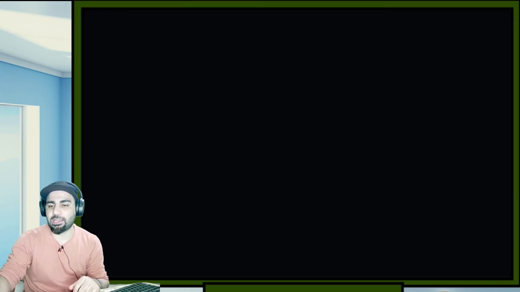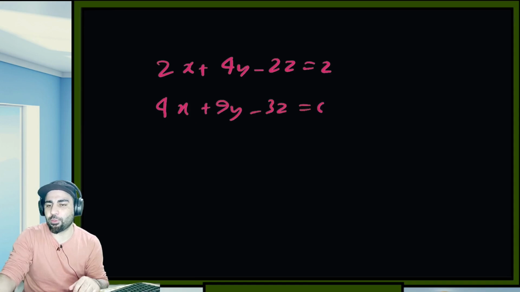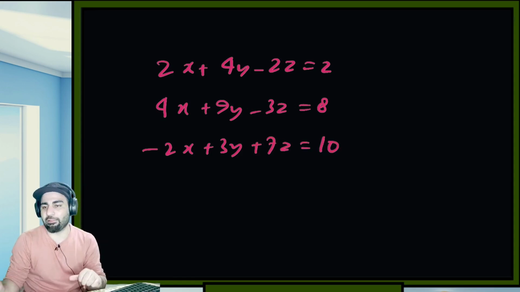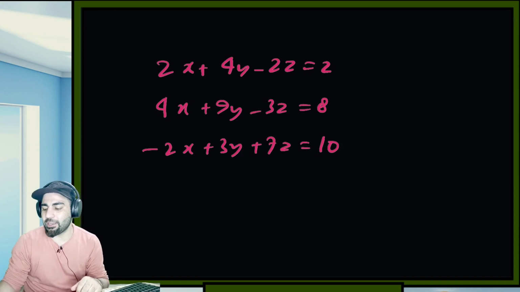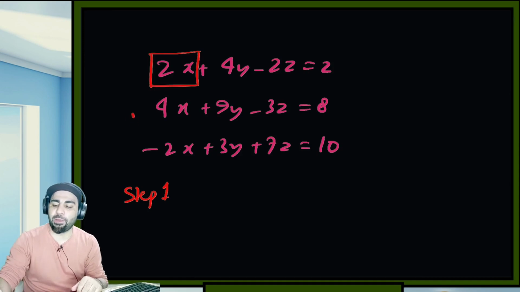So I'll write the equations. 2x plus 4y minus 2z is equal to 4; x plus 9y minus 3z is equal to 8; minus 2x plus 3y plus 7z is equal to 10. So these are the equations that we have. Now we want to perform the operation. The first step will be step 1. I'll use this as my pivot. So this is my pivot. Now I want to make this entry 0.